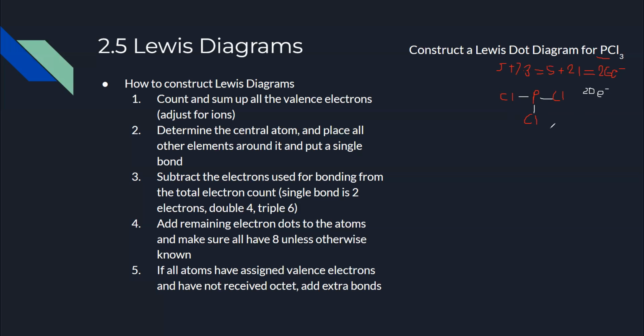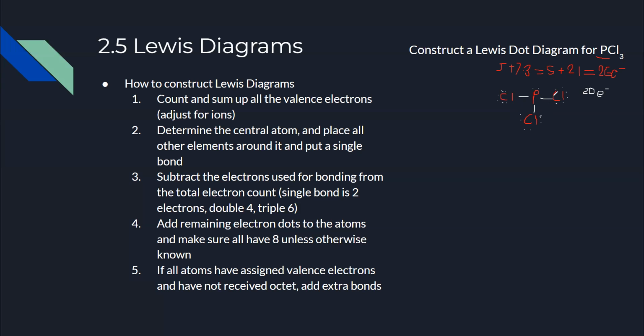And lastly, what you have to do is put valence electrons and make sure all of these have 8 unless otherwise known. So then 1, 2, 3, 4, 5, 6. 1, 2, 3, 4, 5, 6. And then 1, 2, 3, 4, 5, 6. We have 18. And now we just need 2 on the top for phosphorus.